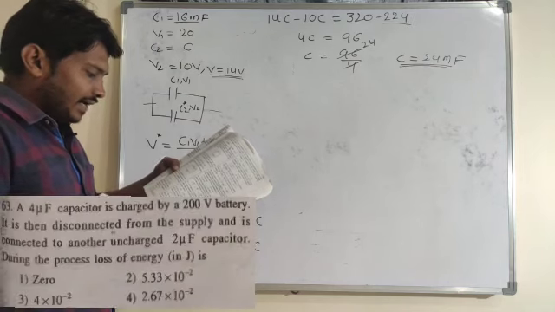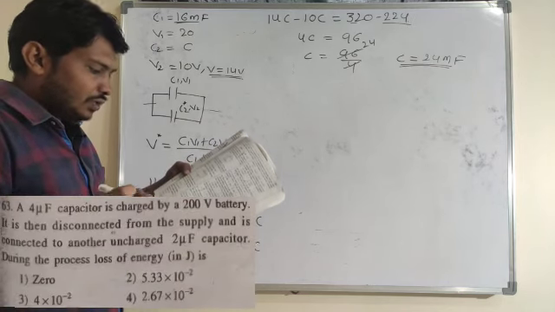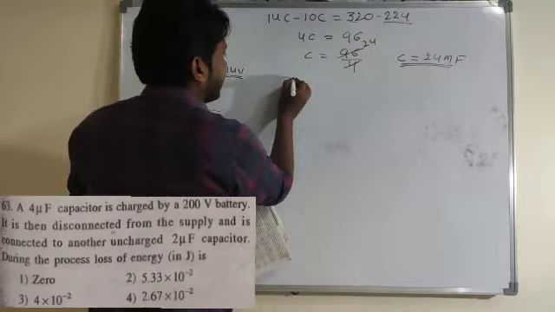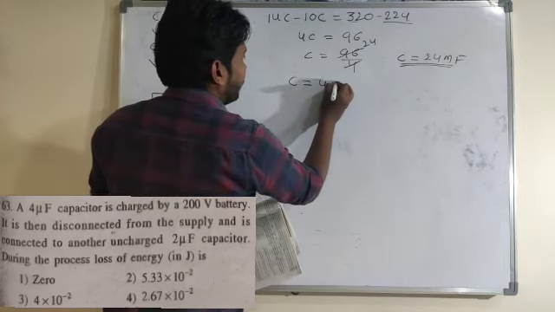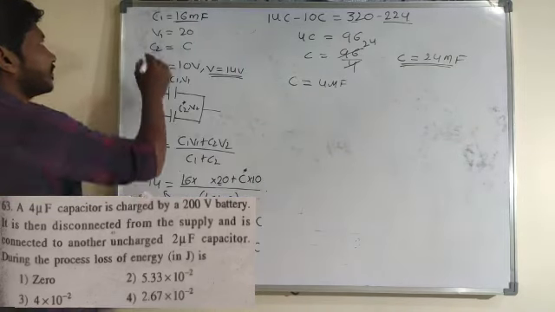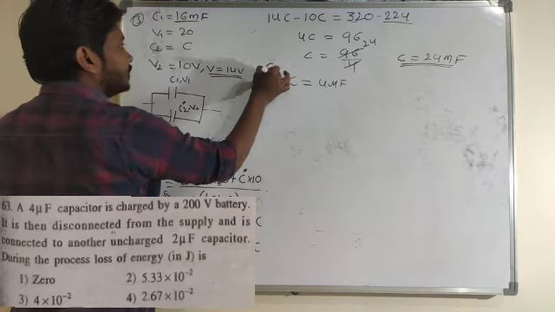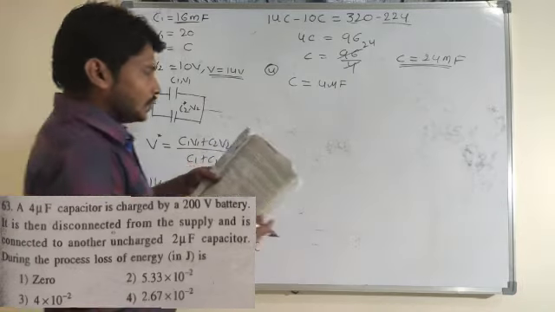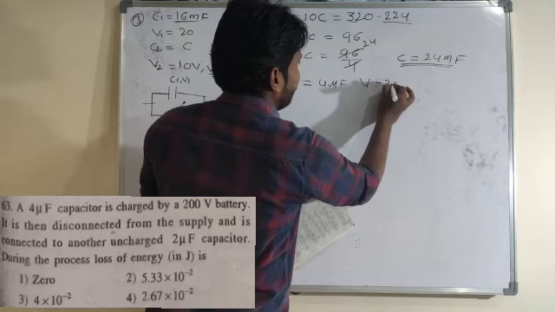A 4 microfarad capacitor is charged to a 200 volt battery. So what's the capacitance value here? 4 microfarad capacitor is charged to a potential of 200 volt battery. So what is the V value?